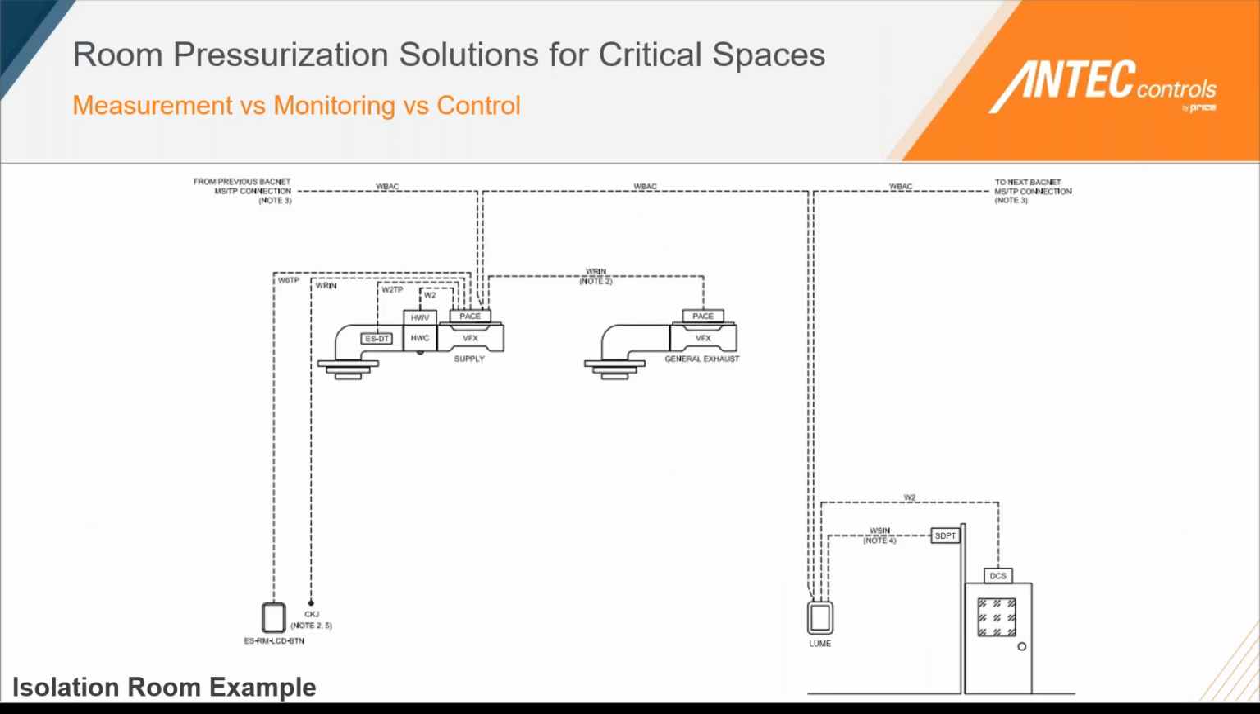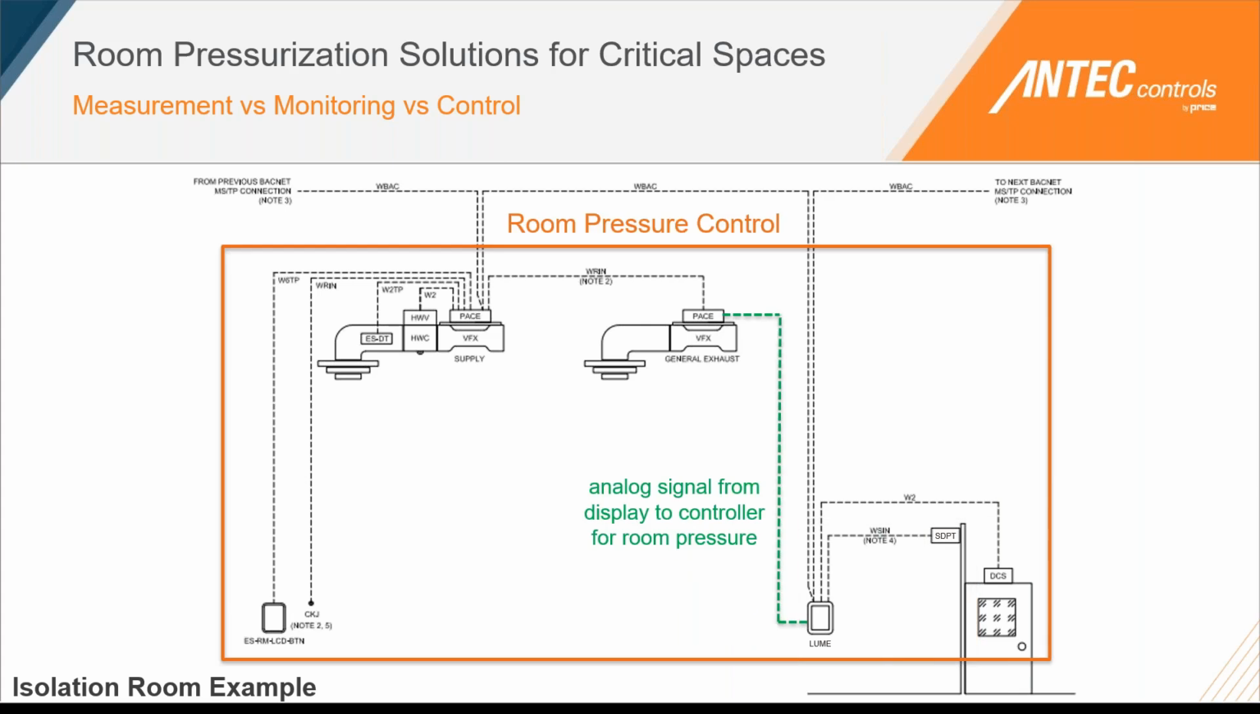So the differences with room pressure control can be, let's say we have an isolation room example, where we have a pressure measurement being taken, a differential pressure at the doorway, and that's giving us that pressure monitoring feedback to the display. And then if we want to actually control the room pressure based off of the display readings, we're going to provide a signal so that the air valve can read what the room pressure is from the display and then maintain the overall room pressure control in that space.